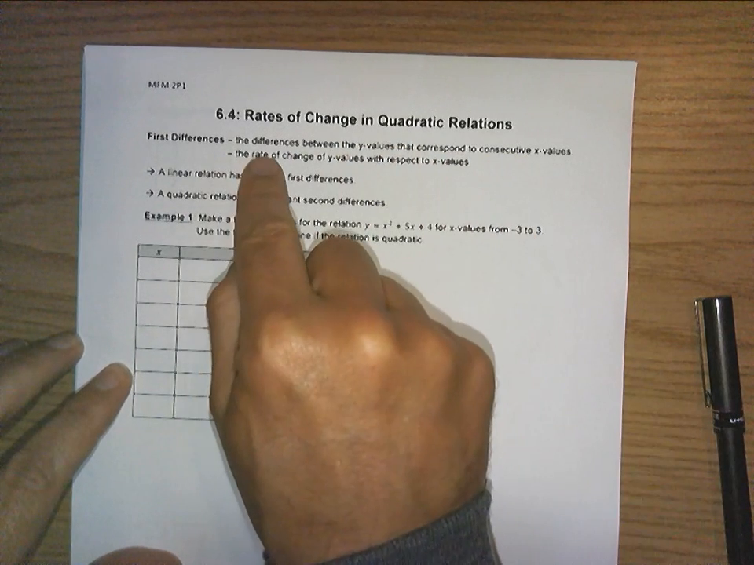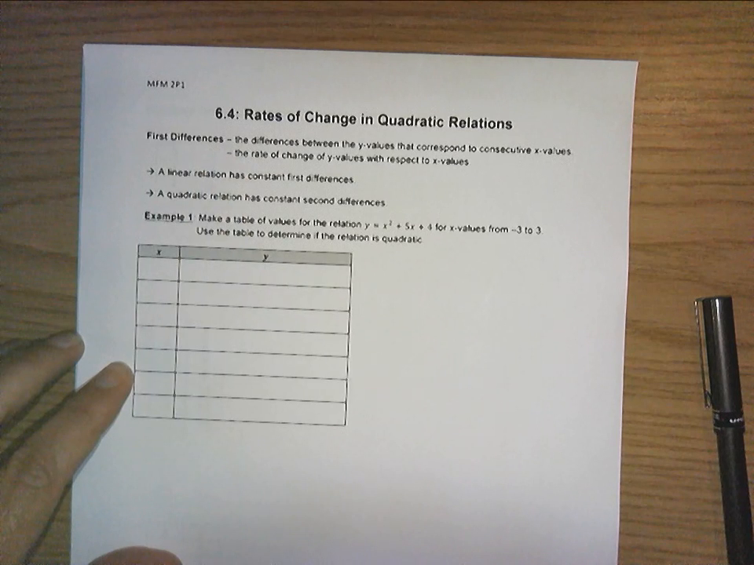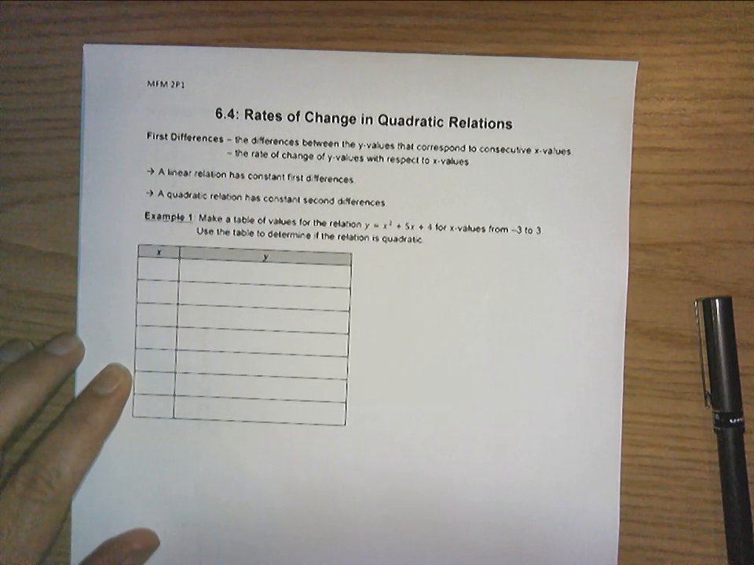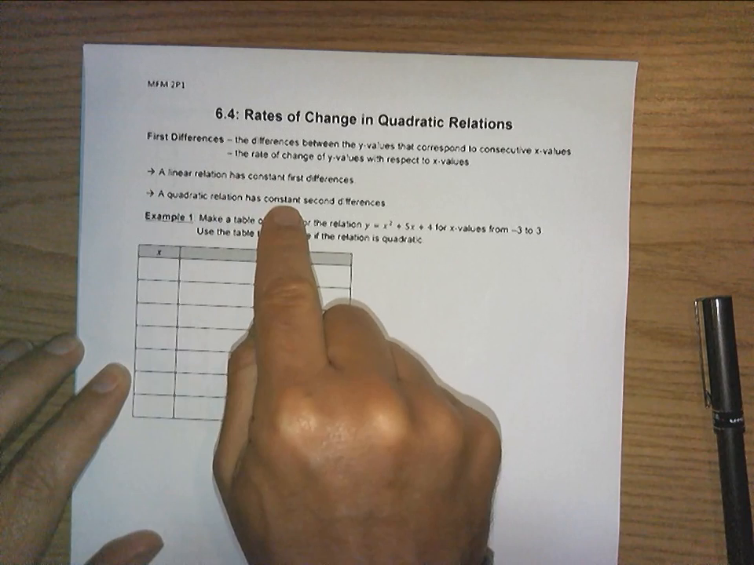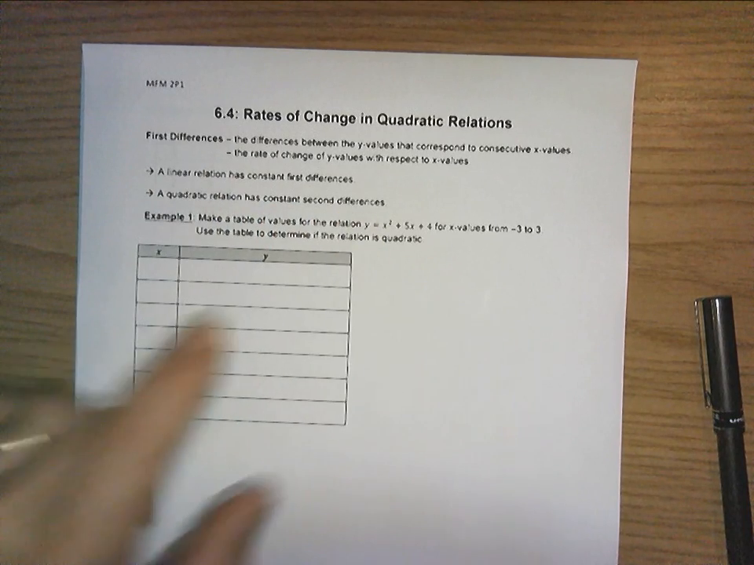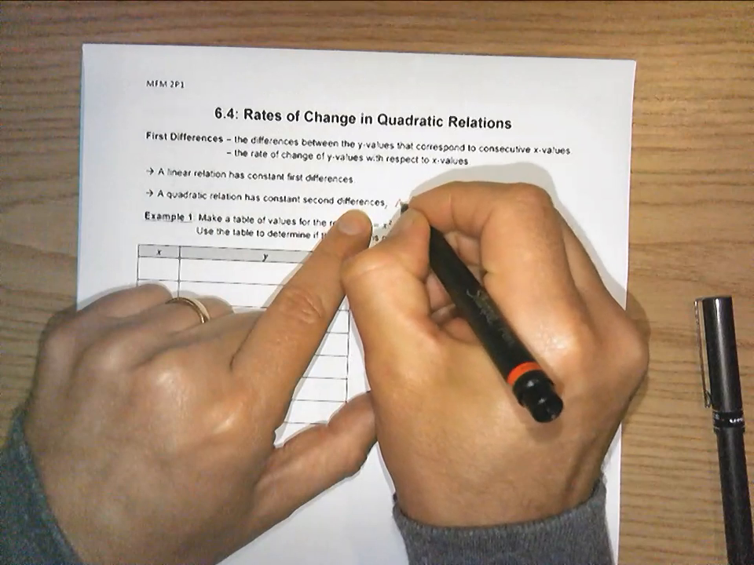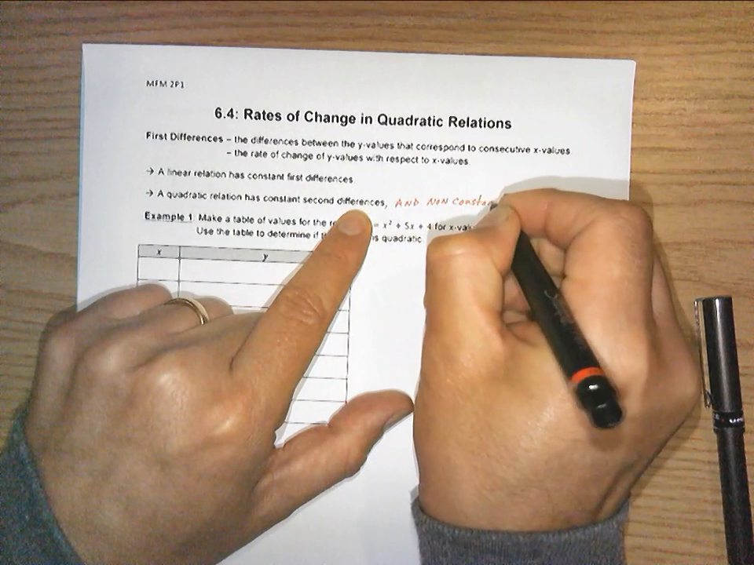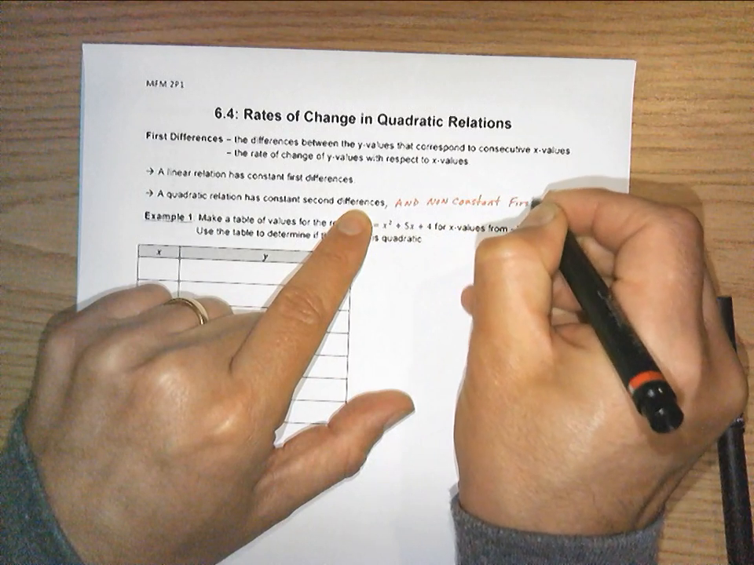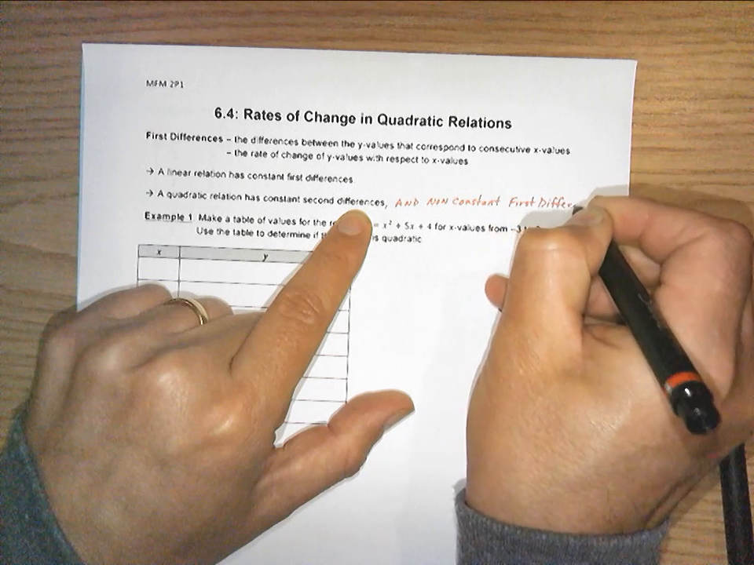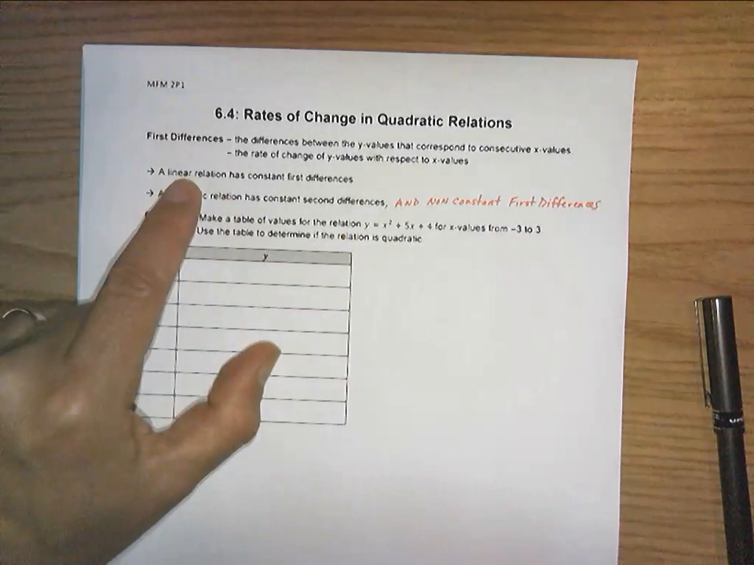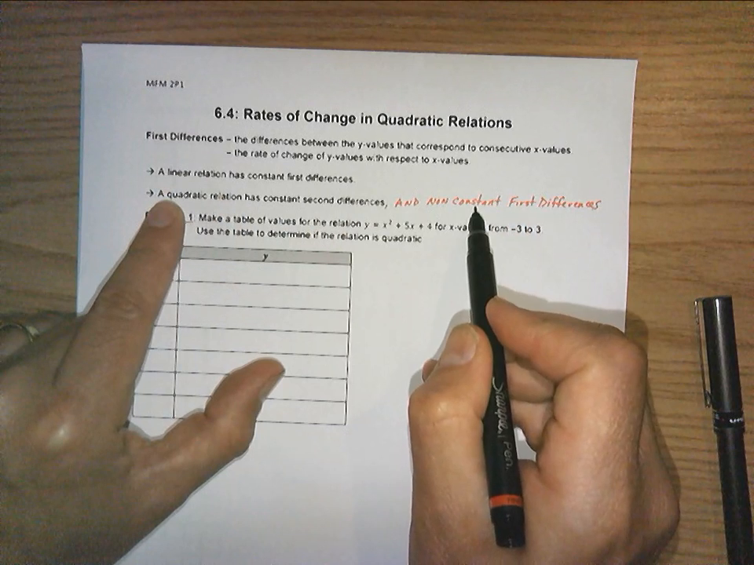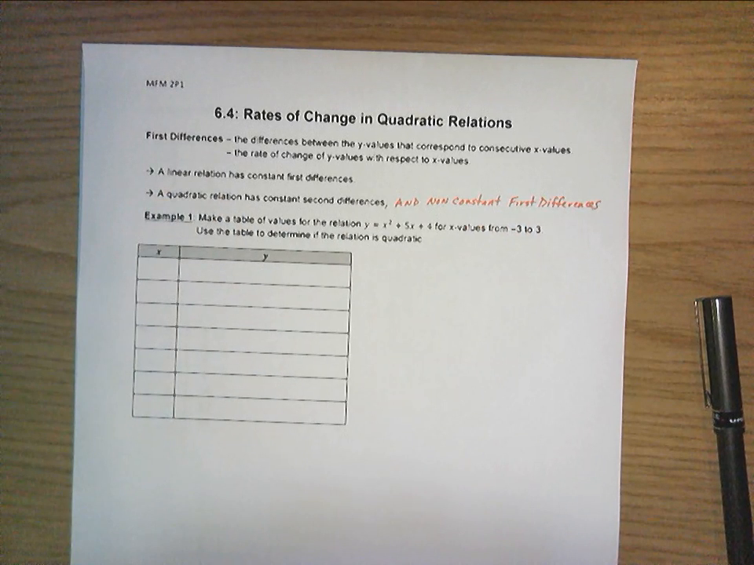In grade 9, it was the rate of change. It gave you your rate triangle. A linear relation has constant first differences, whereas a quadratic relation has constant second differences. And we should say, quadratic has non-constant first differences. So a linear relationship will have constant first differences. A quadratic will have non-constant first differences, but they will have constant second differences.